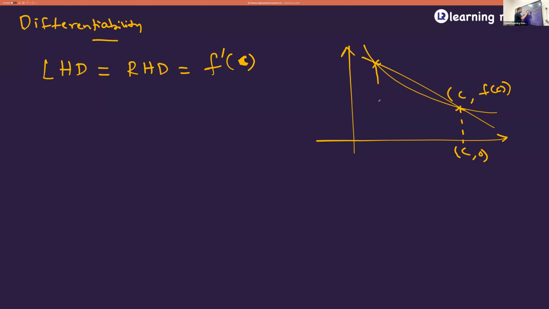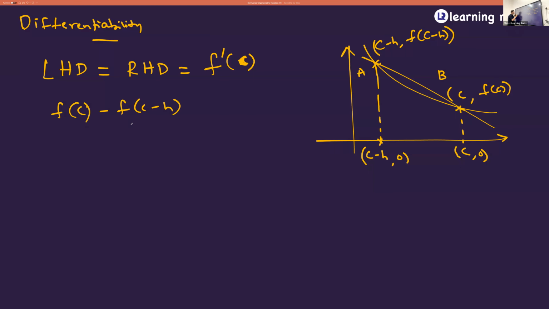If I take a point here which is c minus h comma 0, what will be the corresponding point on the curve? C minus h comma f of c minus h. Whatever is there here, you will substitute it in the place of x. Right. So what is the slope of the secant? What is the slope of a line? y2 minus y1 by x2 minus x1. So what will you write here? f of c minus f of c minus h divided by h.